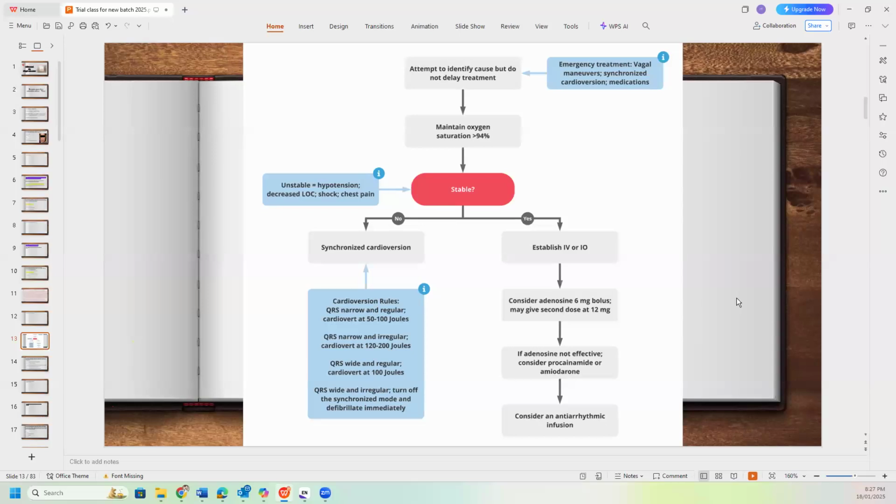It doesn't matter what age it is for supraventricular tachycardias. In the pediatric population and in the adult population, we do the same. You attempt to identify the cause of the supraventricular tachycardia, but you don't delay treatment. The first thing that you do is give emergency treatment, which is vagal maneuvers. Vagal maneuvers will always be given when the child is hemodynamically stable, meaning their blood pressure is fine, they don't have altered level of consciousness, and their heart rate is okay as well.